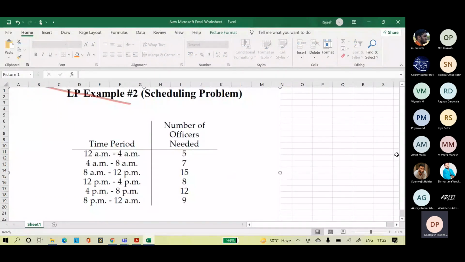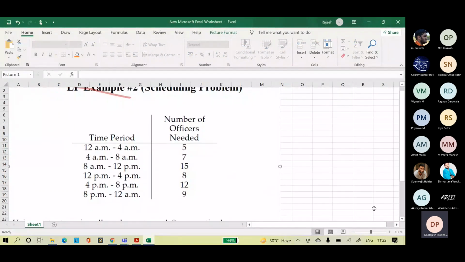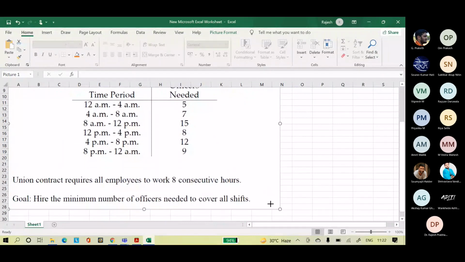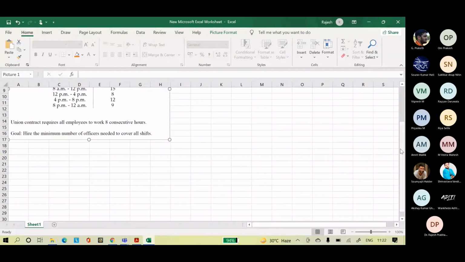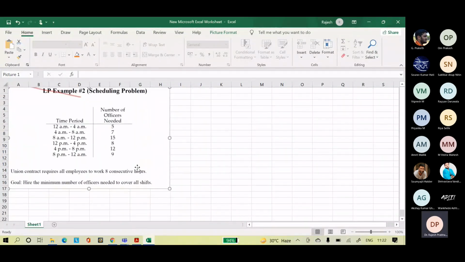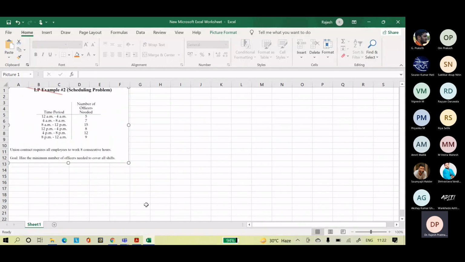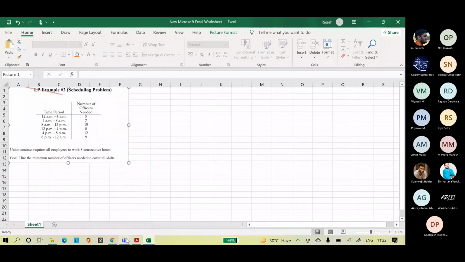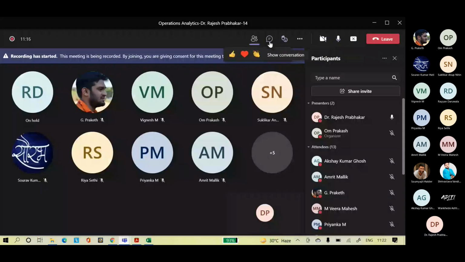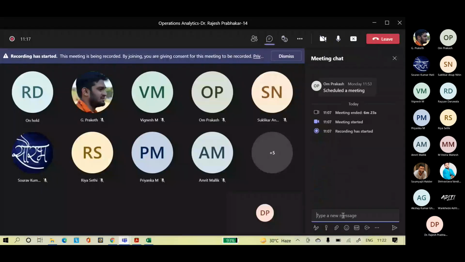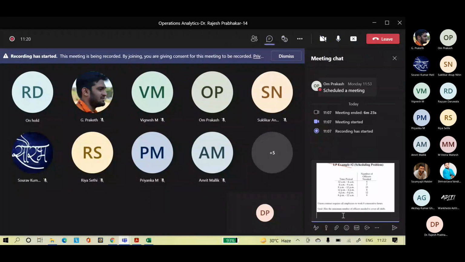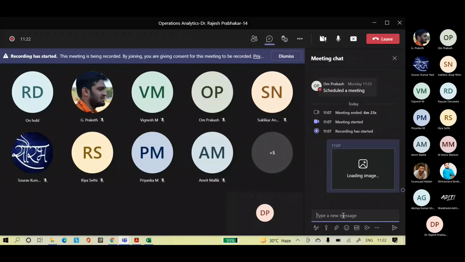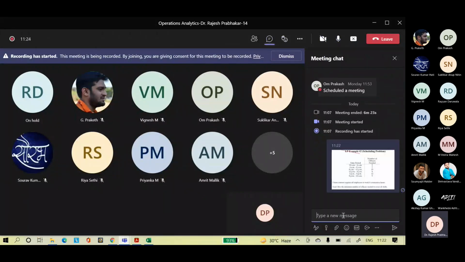So this is the problem which we are going to deal with. I'll paste this in the chat window also. You can take it from there. I sent it. Okay.